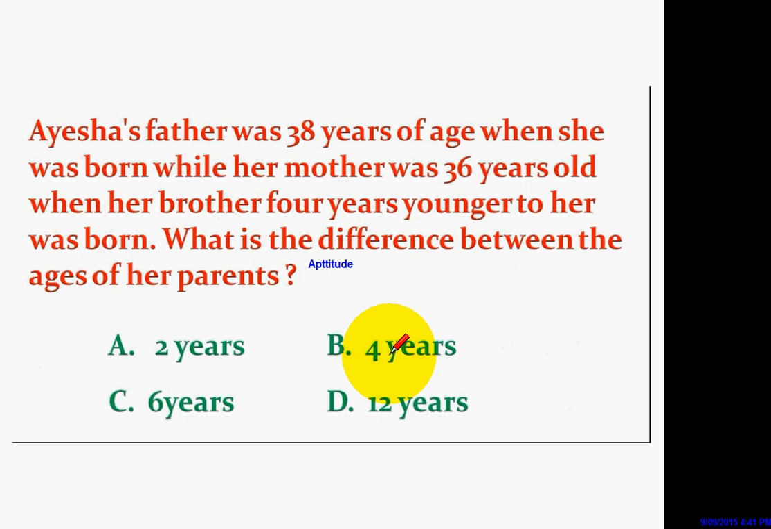So when Aisha was born, her father was 38 years. At that time, her mother will be 32. 4 years difference, isn't it? So 36 minus 4, so it will be 32. Aisha's father was 38 and her mother was 32 when Aisha was born. But after 4 years, so 38 plus 4. So now her father was 42 years of age and her mother was 36.